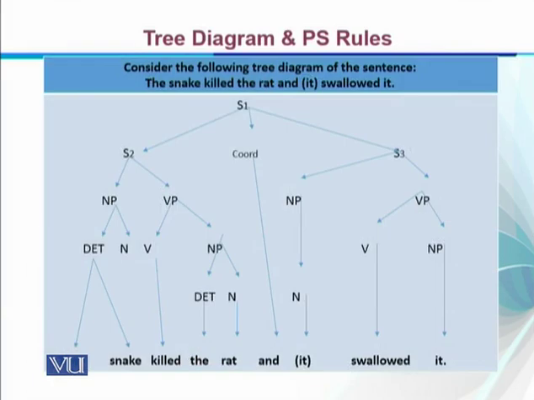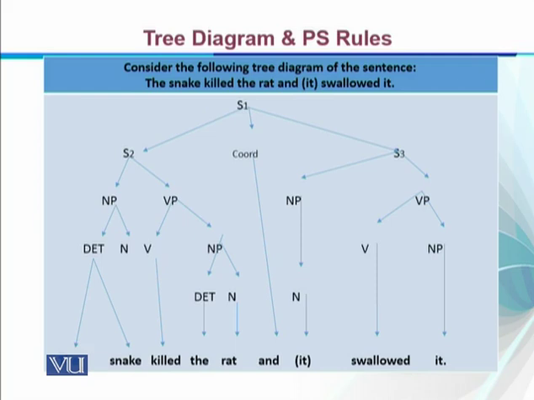If you look at this tree diagram of the same sentence, the snake killed the rat and it swallowed it, we can see that our main sentence 1 consists of two sentences, sentence 2 and sentence 3, joined by a coordinator. Sentence 1 dominates sentence 2 and sentence 3, and sentence 2 dominates a noun phrase and a verb phrase.